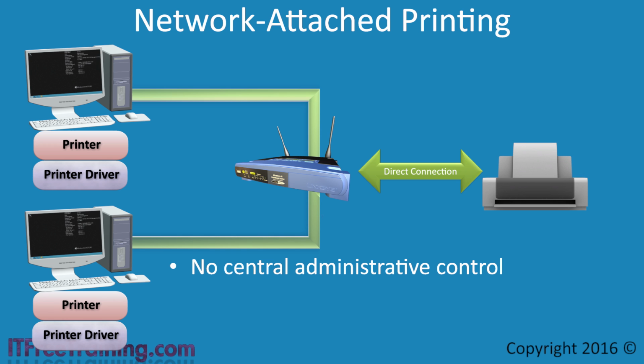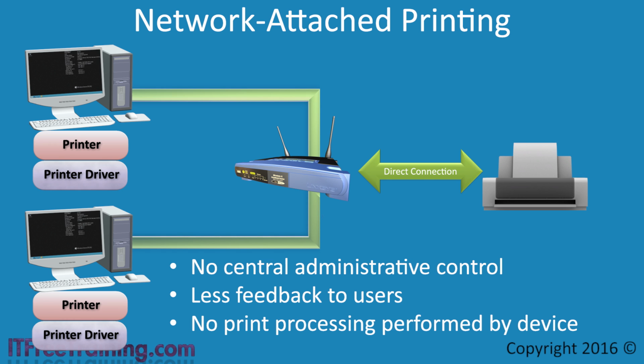Since there is no central control, there is also less feedback given to the users. For example, the user will not be able to see what print jobs are already printing on the printer, and thus have no indication of when their print job will start, or how many print jobs are ahead of them. They may also not receive any error codes. For example, if the printer is out of paper, this message may only be received by the user whose current job is printing. Lastly, there is no print processing performed by the print server. In Windows, you have the option to move some of the print processing to the server. However, with a print server, all the processing needs to be done by the workstation.